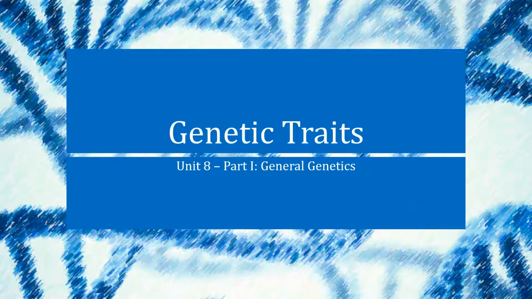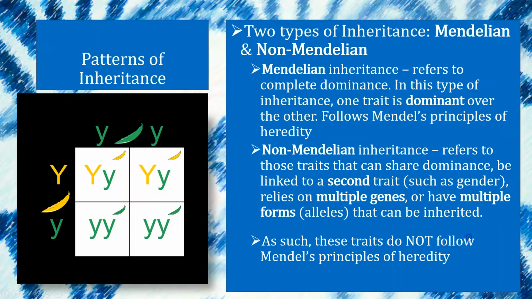We're going to be looking at genetic traits, specifically the early principles of genetics, what we refer to as Mendelian genetics. So, when we talk about genetics, we're really talking about what we call patterns of inheritance, and there's two types of inheritance. There's Mendelian genetics, or Mendelian inheritance, and non-Mendelian inheritance. Okay, Mendelian inheritance is essentially where we refer to the complete dominance of one trait over another trait.